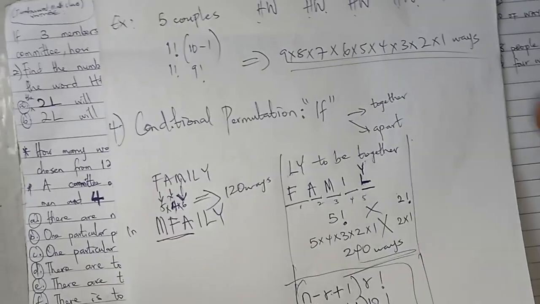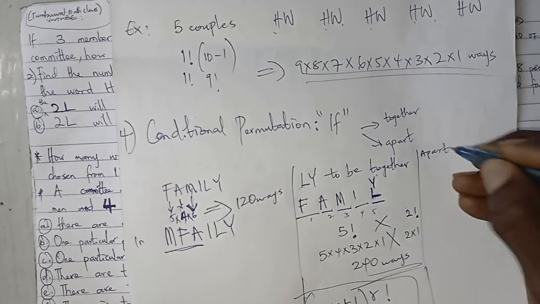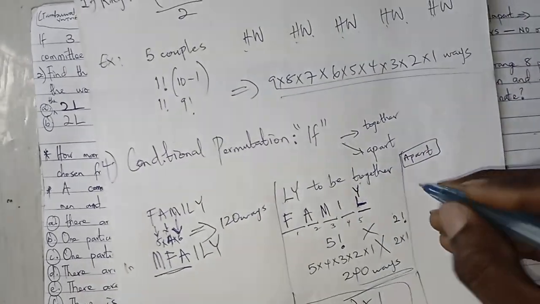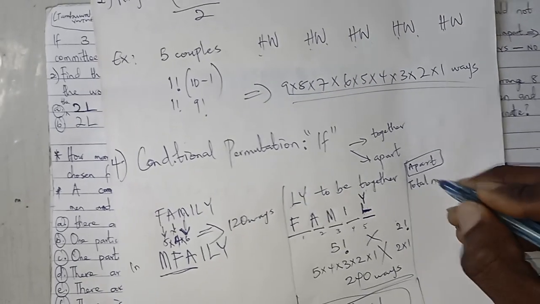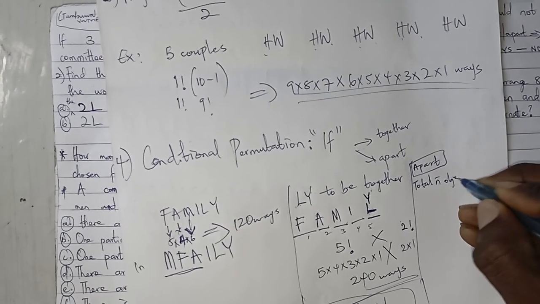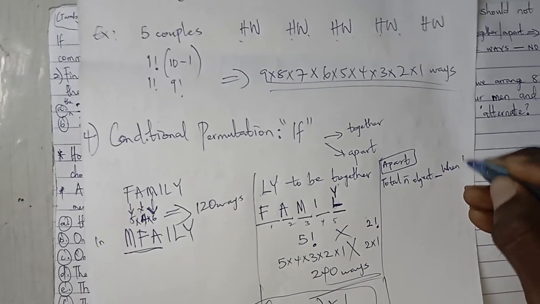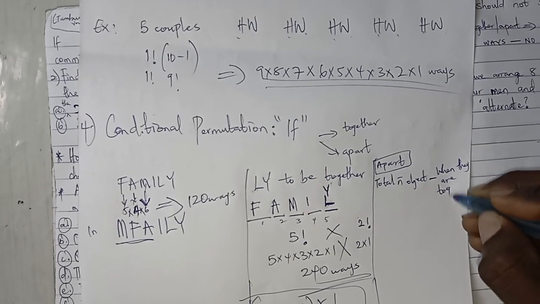Now see, if I'm asked to get when they are apart, so the condition when they are apart, this is for when they are together. Whenever they ask me if they are apart, what you just need to do is to get the total n objects minus it from when they are together.